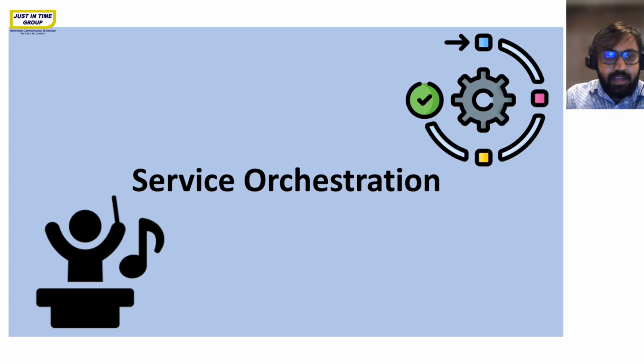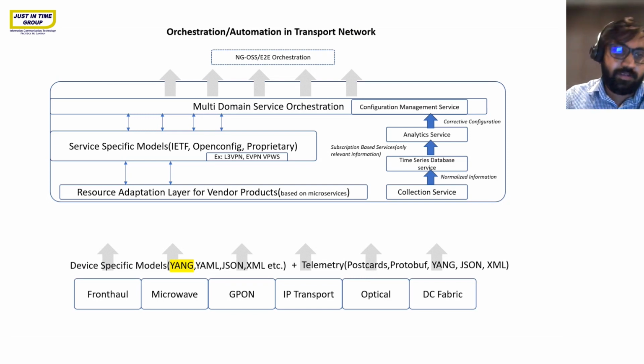And I will go through another aspect in the telco transport network, that is how you can bring service orchestration into the telco network. Usually, if you take a telecom network, there are multiple domains, as I explained in the previous slides. One was fronthaul, and the other one was microwave, GPON. Then IP transport network based on metro access, metro aggregation, IP/MPLS core. Then you can have some optical infrastructure and data center fabric.